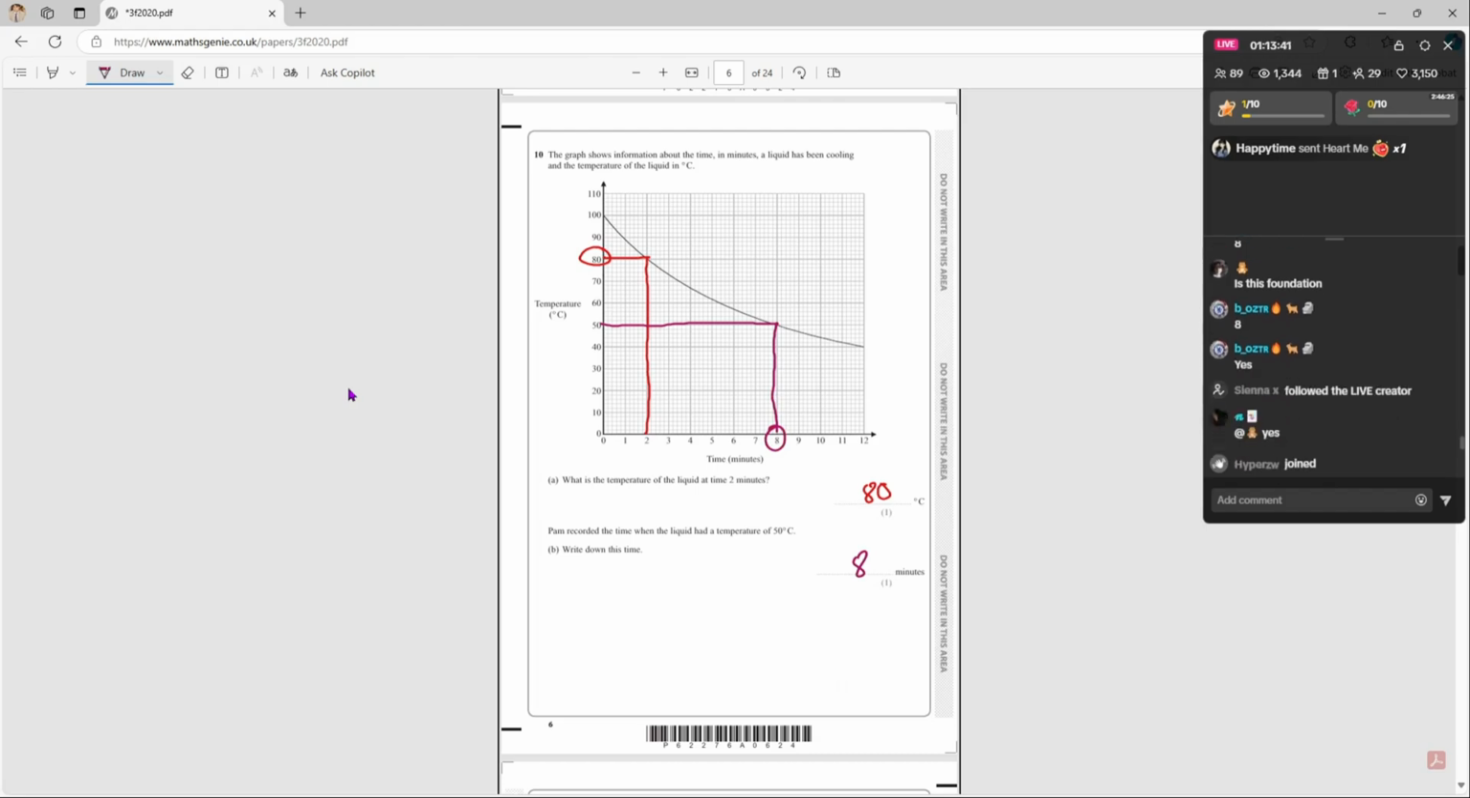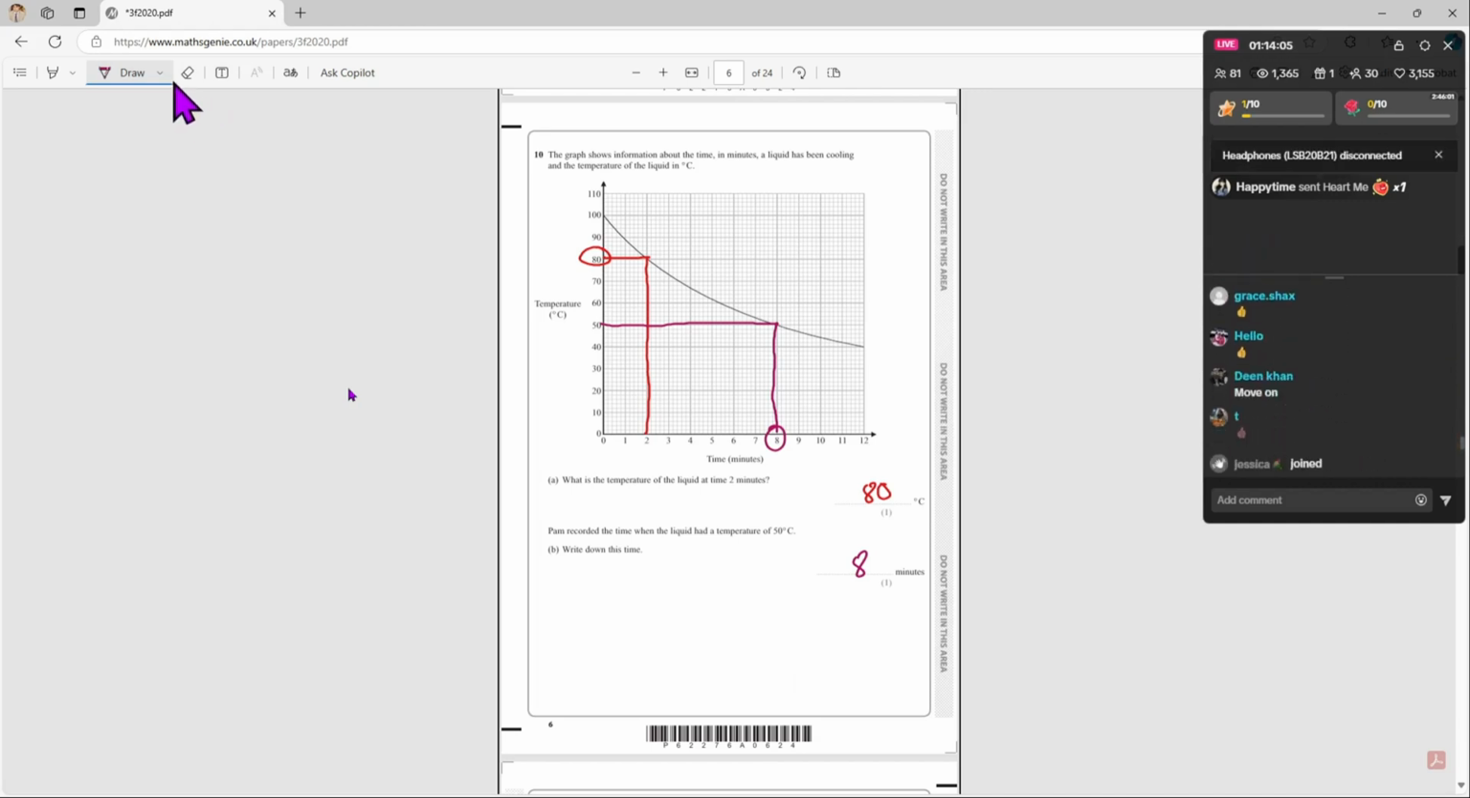So basically, this was a very, very easy question. You just had to read the graph, and then you would have gotten your answer. Okay? You just had to read your graph, guys. So give a big thumbs up in the chat if you understand and if you're ready to move on. This is foundation paper today, guys.